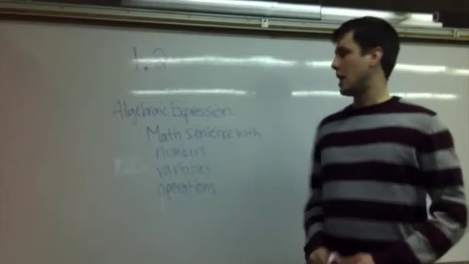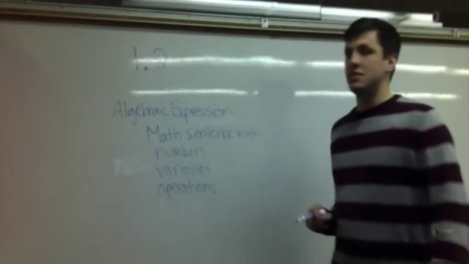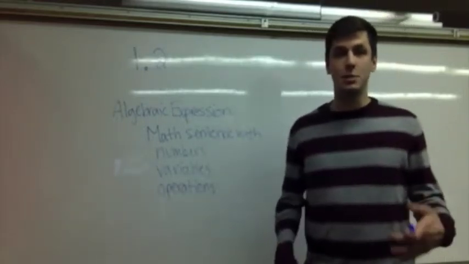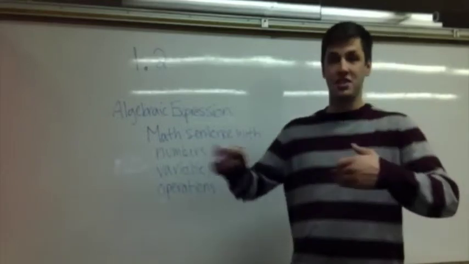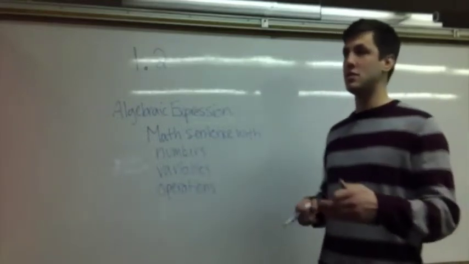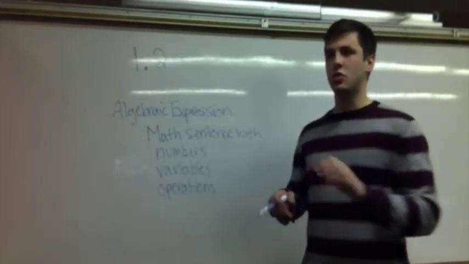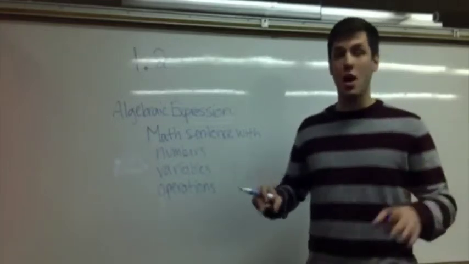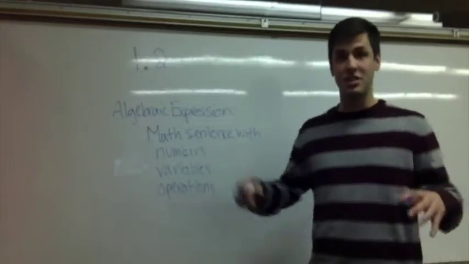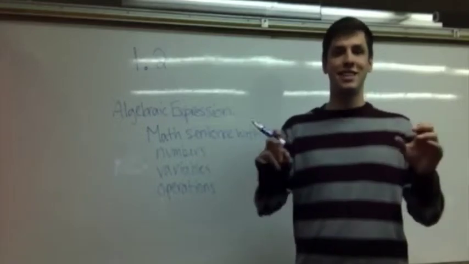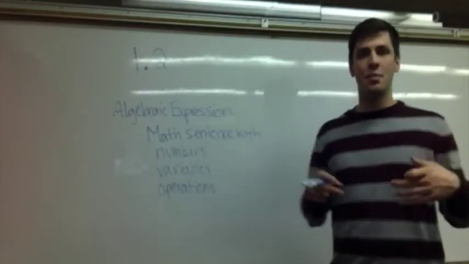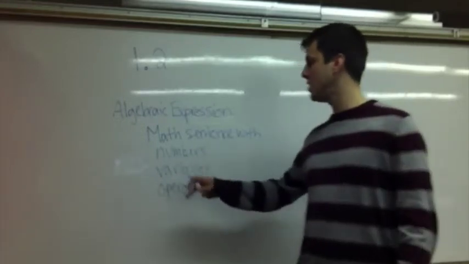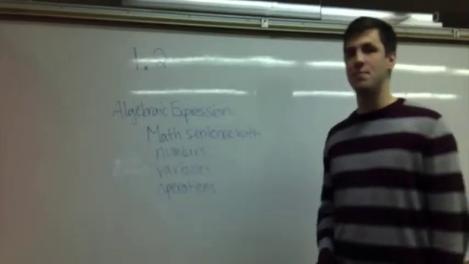All right, now let's talk about what an algebraic expression is. An algebraic expression is basically a sentence of math symbols. So like a sentence of English letters would create a readable sentence in a book. A math expression is like a readable math sentence. It has to be complete, and it can be made up of numbers, variables, and operations.